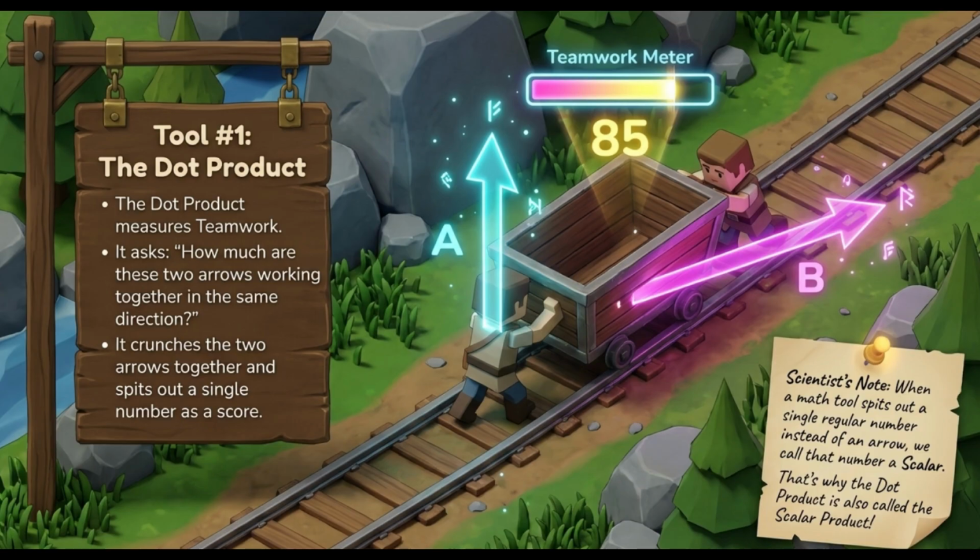Right. Think of it like a teamwork score. If your virtual car is driving forward and a heavy wind is blowing. Like pushing a minecart on a track with your friend? Exactly, like 2 players pushing a minecart. The dot product calculates their teamwork. It asks, how much are these two forces working together in the exact same direction? And it crunches those arrows to spit out just a single number. A single score, yeah, a scalar.